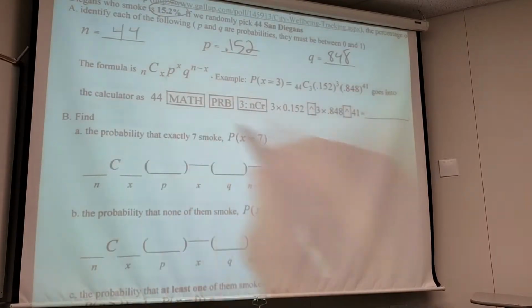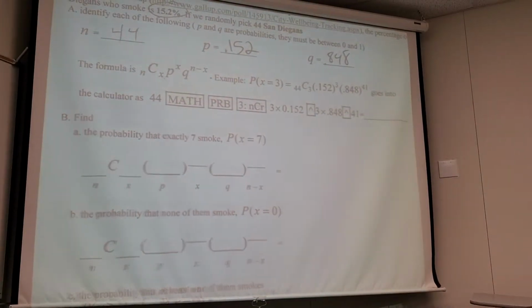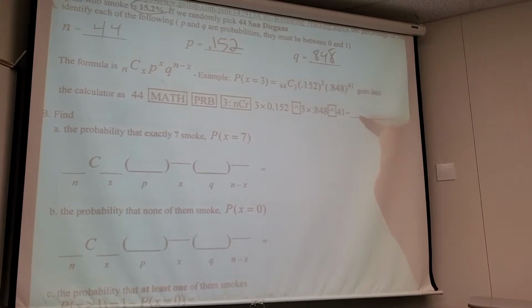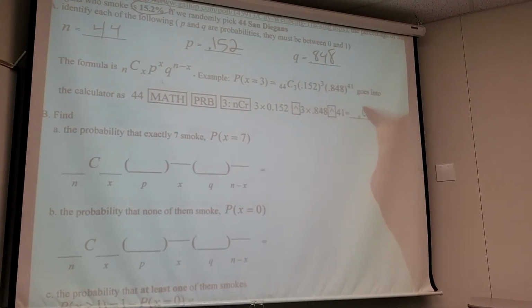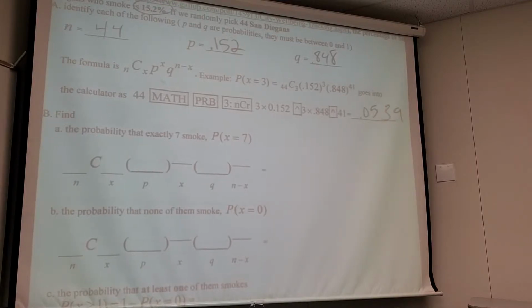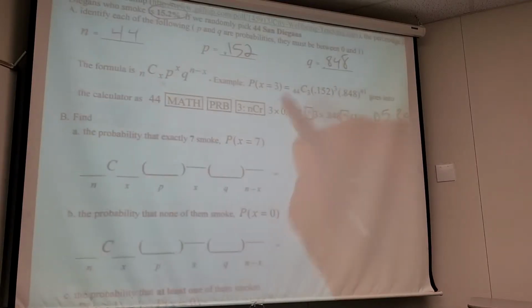So this is just a little example. Make sure that you can get in the calculator and all that kind of stuff. What did you guys get for this? 0.05. 3.9. 3.9. Okay. So that didn't have anything to do with the questions.